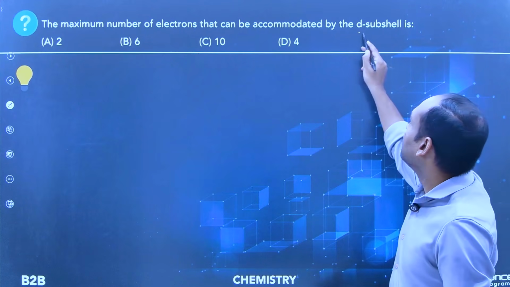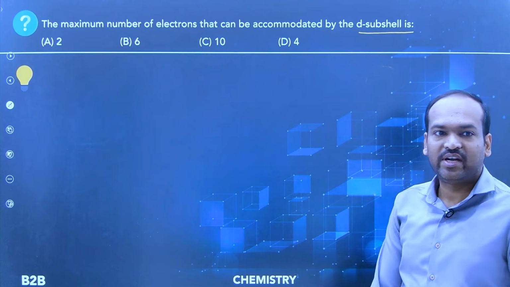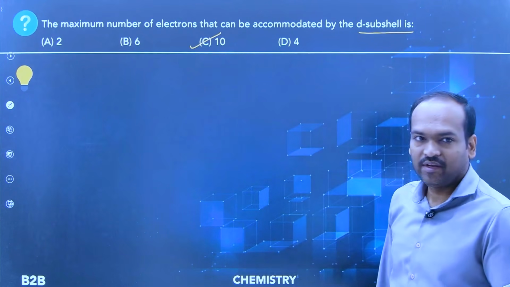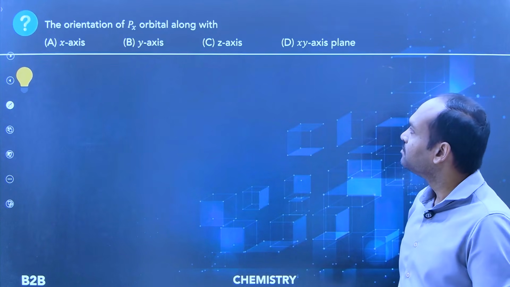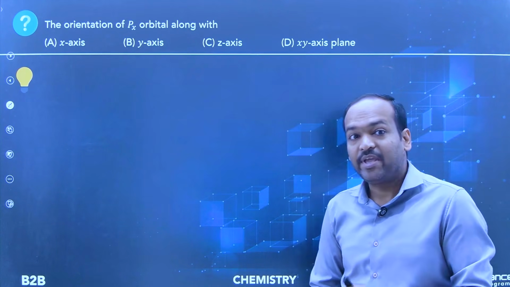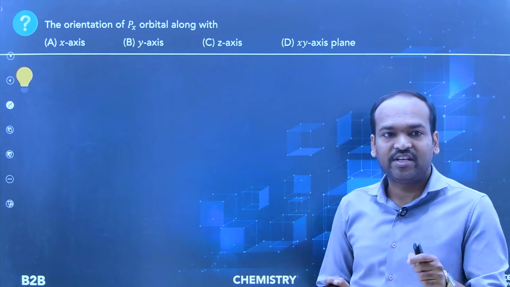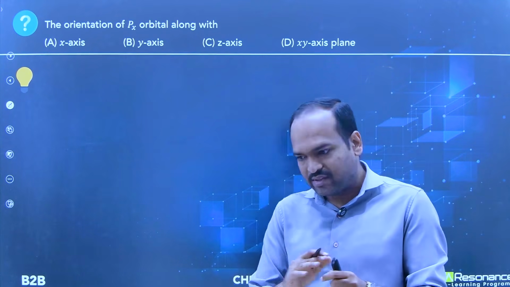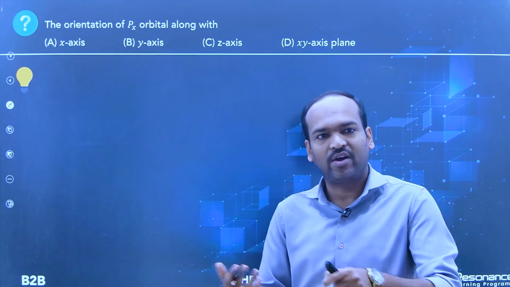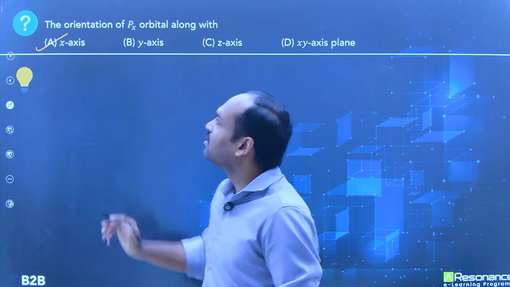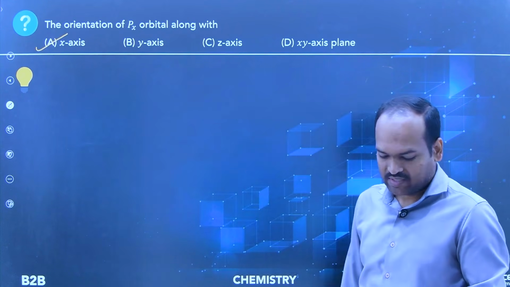D subshell. Number of electrons in the D subshell: 10. Px orientation. Orientation means along which axis. The P orbital is along the axis, but which axis? X, Y, Z. Along the x-axis.